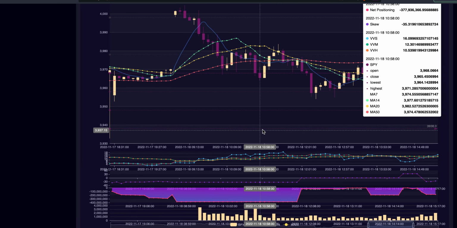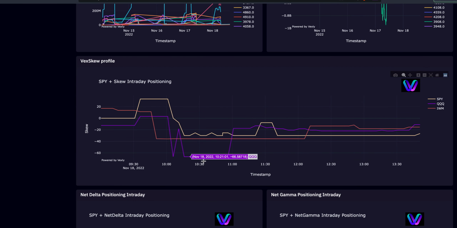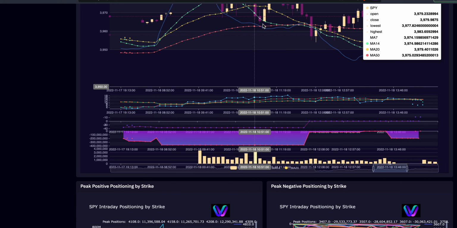Well, this was 11 o'clock where we had made another low. You can see over here, skew had really blasted down on the Qs, so we had this major negative in terms of skew at that time, the exact same time, right? And then it lifted up. As it started lifting up and getting out of this negative positioning, that's when you started to see a bit of a bounce.